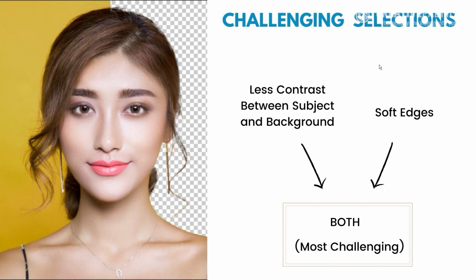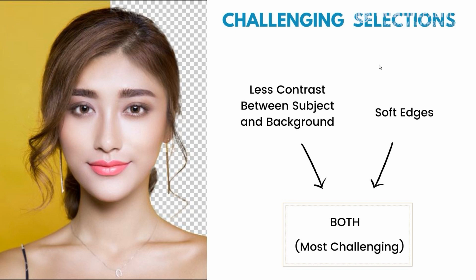So just remember this because we are soon going to go back to Photoshop and look at that image that we just saw with respect to this. Less contrast between subject and background, and soft edges. I'm talking about the edges on the subject. Edges are everything when it comes to selection. This is what makes selections tough to do or easy to do. So 2 things here.